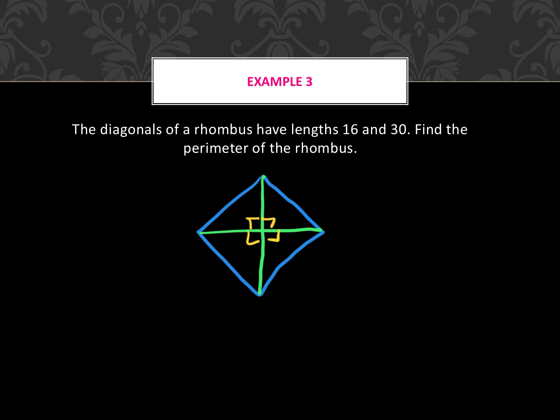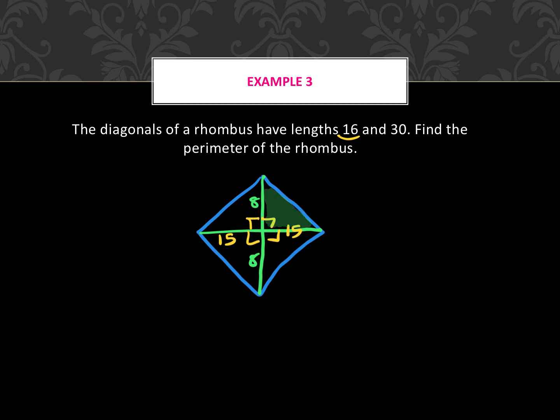My diagonals have a length of 16 and 30. So let's say the one going horizontally is going to be the 30. So then this would be 15. This one would be 15. And then the one that has a length of 16, that would mean that this is 8 and this is 8. So all I have to work with now is this little triangle that's right here, any one of them.